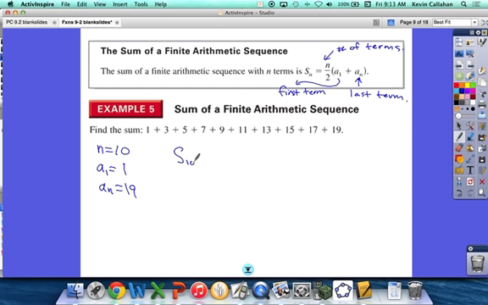So plug all of that in, right? S10 equals 10 over 2 times 1 plus 19. Right, so that is 5 times 20, which is 100.